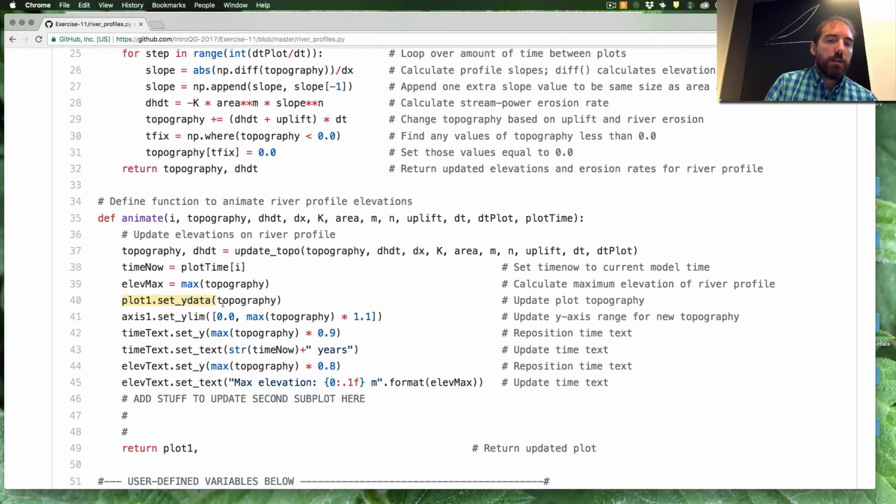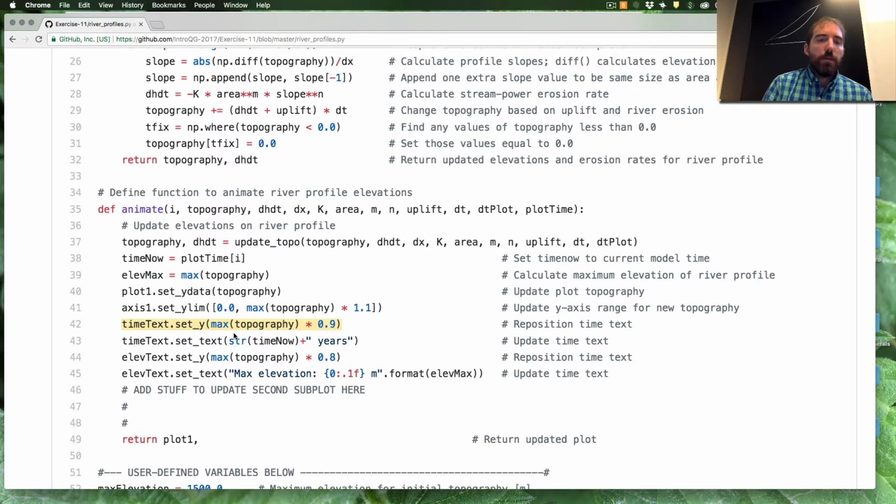This plot1.set_ydata then just says on the y-axis, change the values that are plotted to be the new values that are in topography. It also changes the limit for the y-axis so that if the topography has gone up, you make sure you keep your plot window big enough that you can still see everything. And otherwise, then I put in some text to show how many years have passed and what the elevation is, and there's some other things in there.